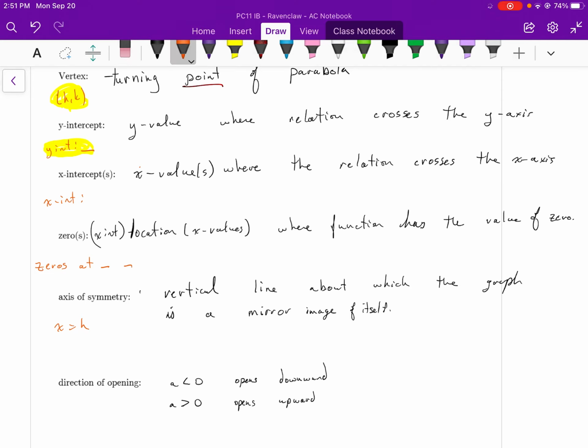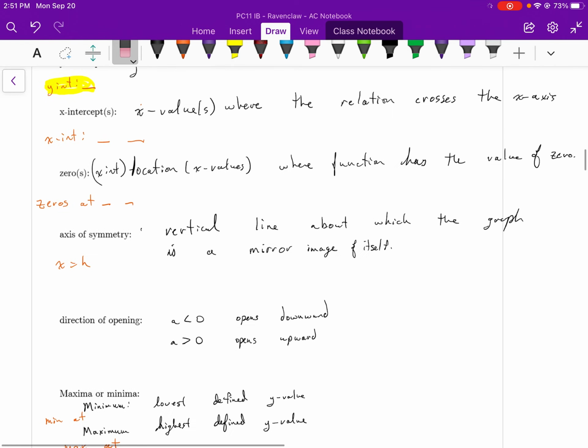We're just trying to communicate the Y value where it crosses. The X-intercept. Now the X-intercept is really the X values where the relation crosses the X-axis. And typically, in similar fashion, we have X-int colon, and we simply list these. Please be careful that if you're trying to say there's two zeros, like 0 and 2, don't put brackets around it, because as soon as you put brackets around it, you've indicated that it is now a point.